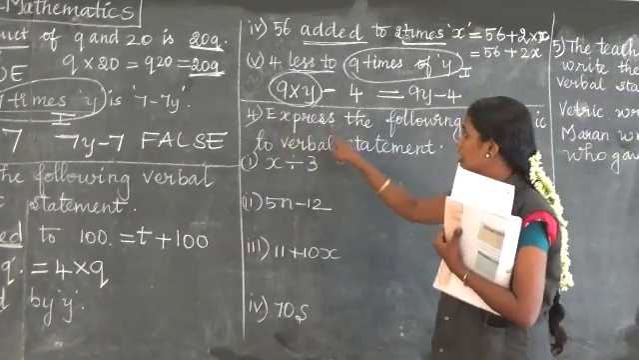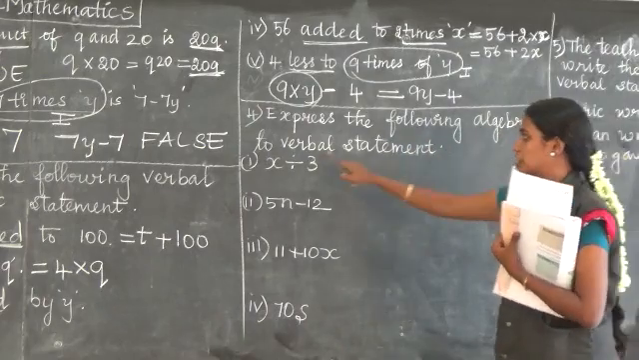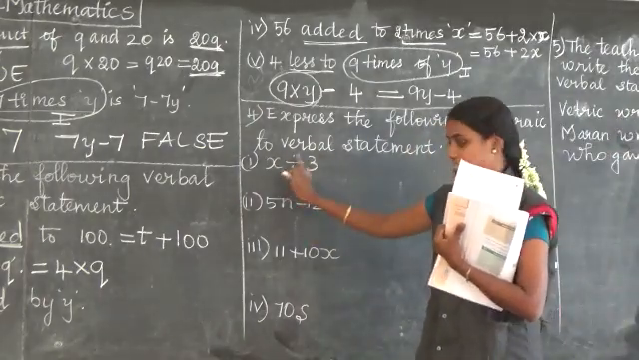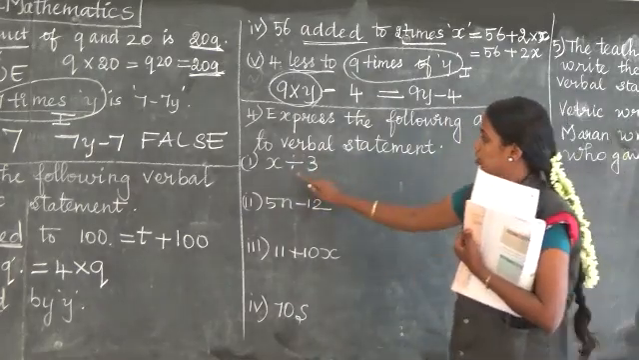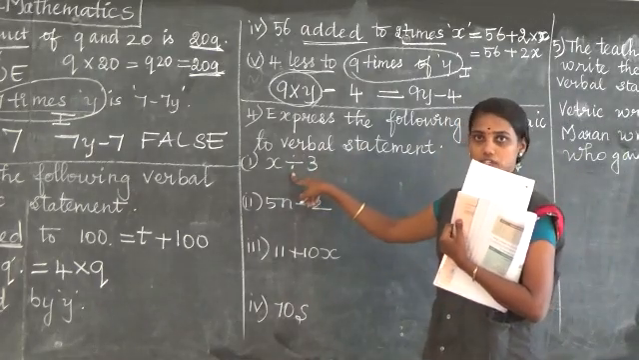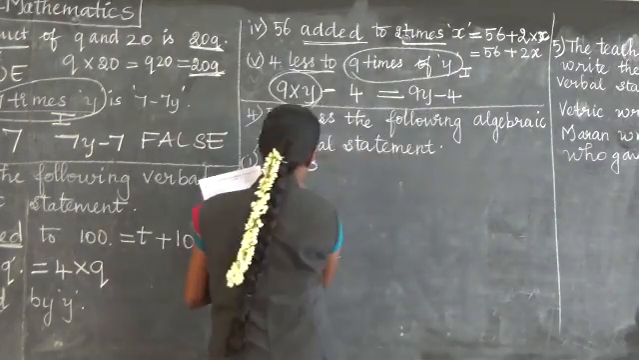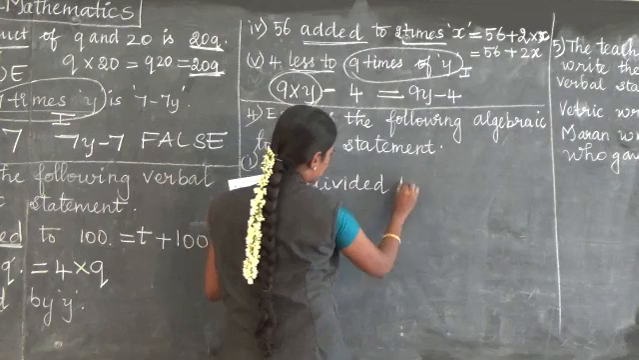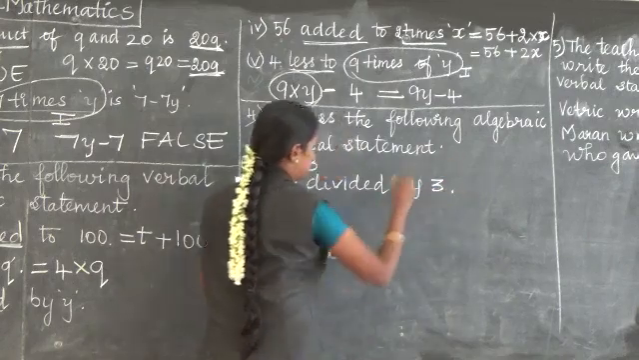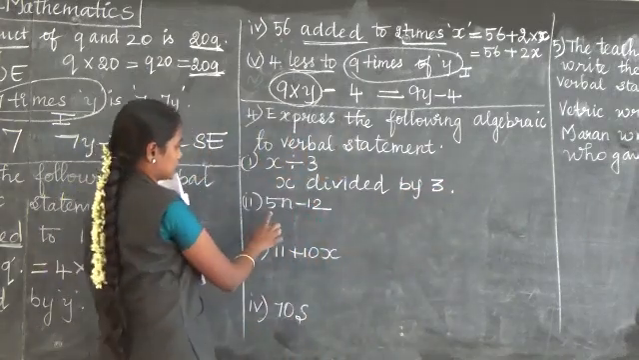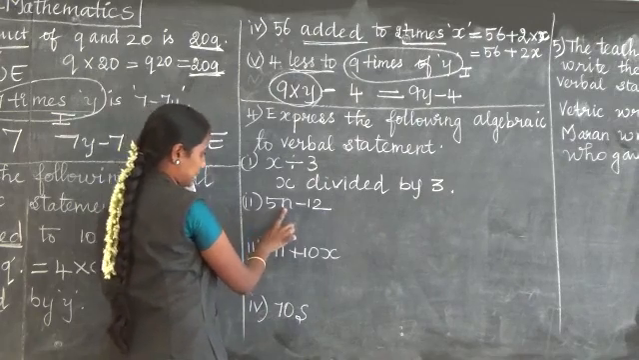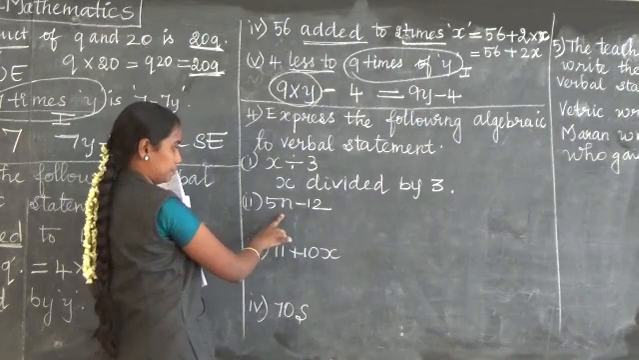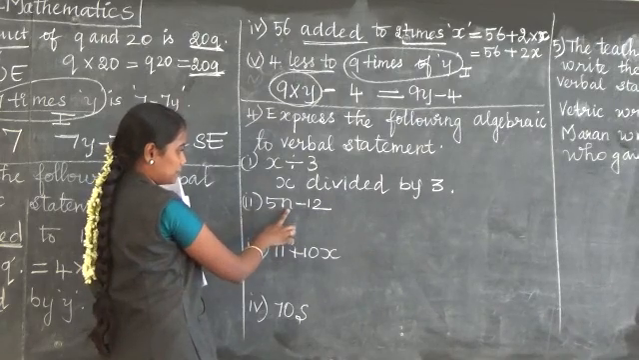Next, question number 4. Express the following algebraic to verbal statement. It is algebraic statement because the signs are here. So, which sign is it? Division. How will you read this? X divided by 3. Next, 5n. Here n is there. Here there is no sign, so what sign will come here? Multiple. So we can write as 5 times n.